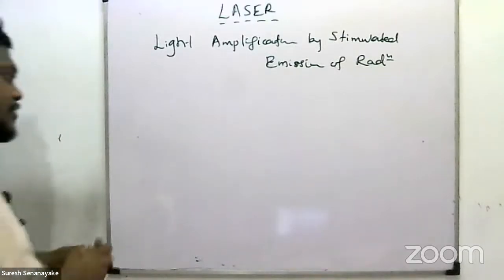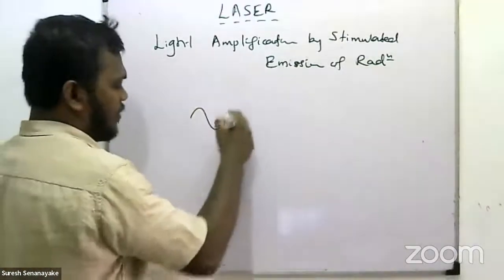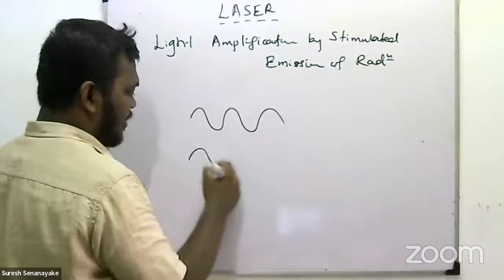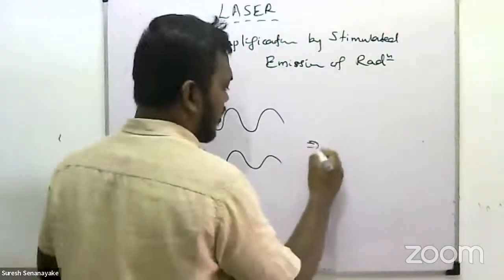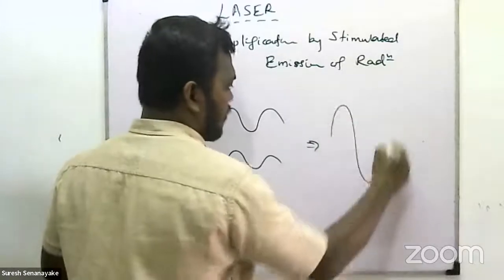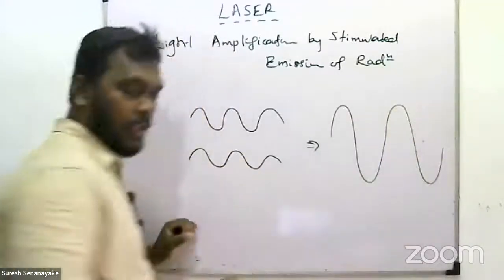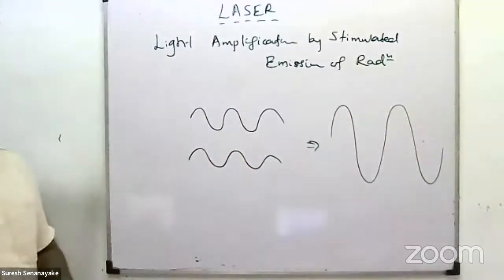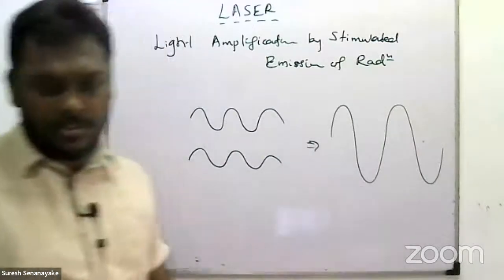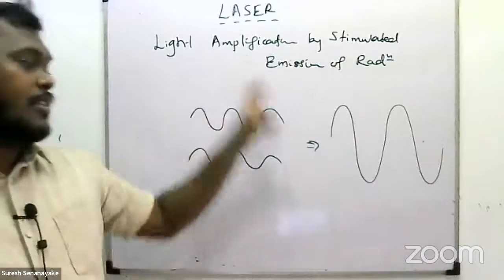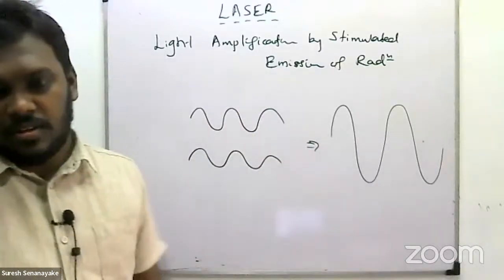That's two waves. You know that when two waves are in the same places, they can superimpose and make a new wave with a large amplitude. So if these two phases are in pace, we can amplify it like this. So in this laser, they're going to do this, right?